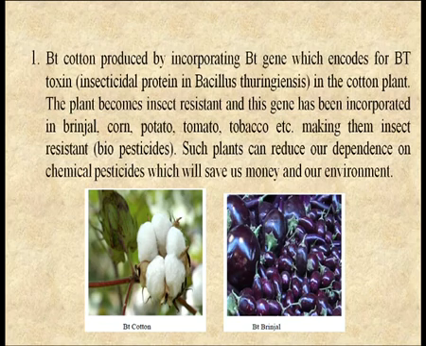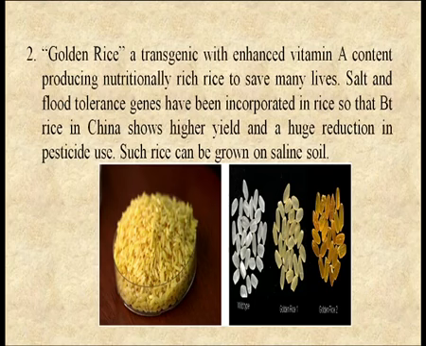Bt cotton, produced by incorporating the Bt gene which encodes for Bt toxins in the cotton plant. The plant becomes insect resistant, and this gene has been incorporated in brinjal, corn, potato, tomato, tobacco, etc., making them insect resistant. Such plants can reduce our dependence on chemical pesticides, which will save us money and our environment. Golden rice is transgenic with enhanced vitamin A content, producing nutritionally rich rice to save many lives.